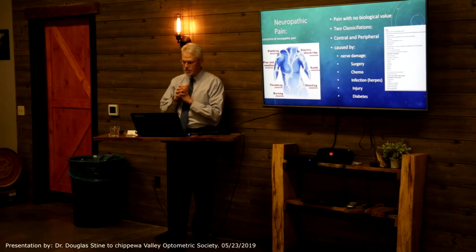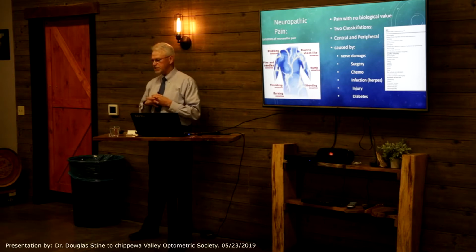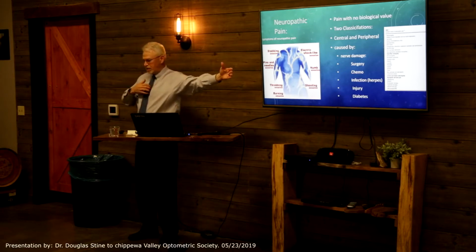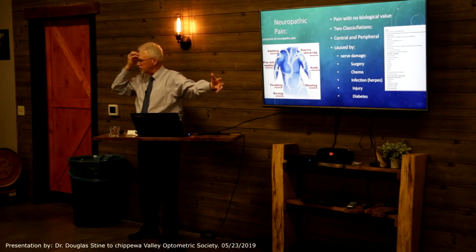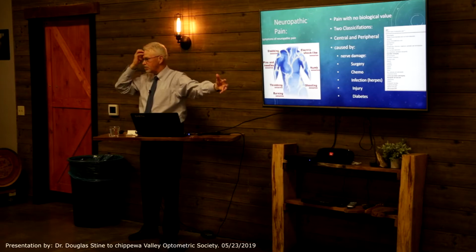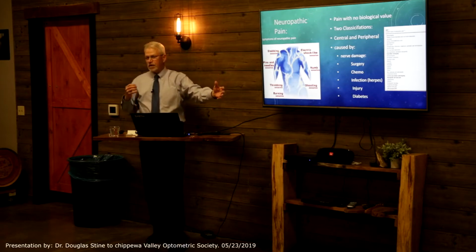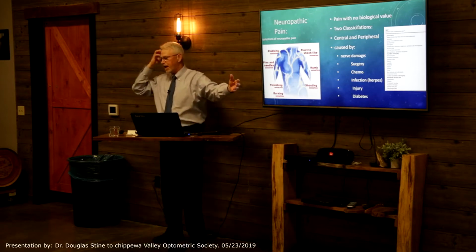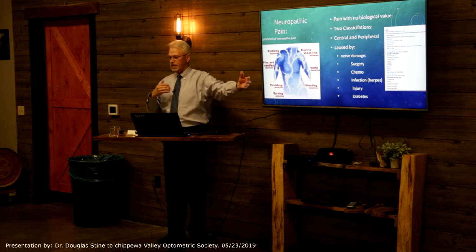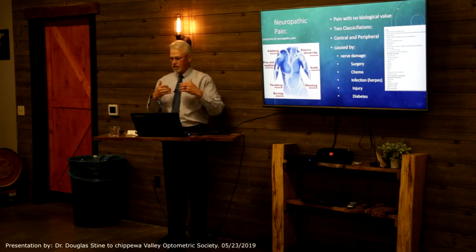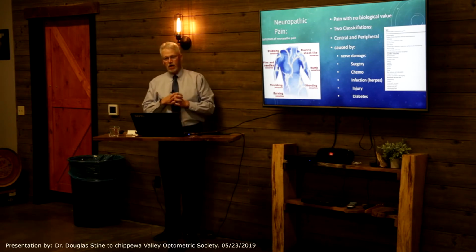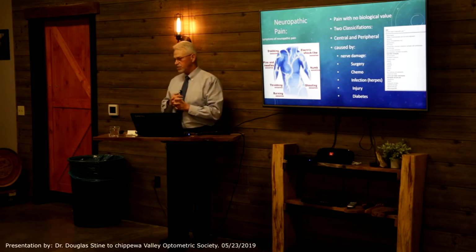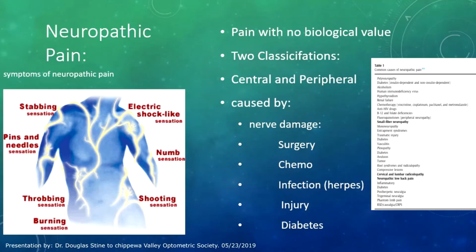So it's described as pain with no biological value. There's two classifications. There's peripheral neuropathic pain that comes from damage peripherally, like postherpetic neuralgia, which is generated from the cells that are the nerves that are damaged. Sometimes that pathway becomes so intense for patients that they centralize the pain, and that's called central sensitization, and that's a central neuropathic pain. All of neuropathic pain is caused by damage to nerves, and it can be through surgery, chemotherapy, infection, injury.